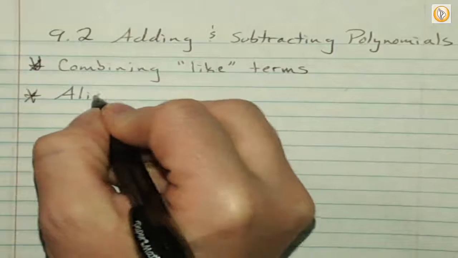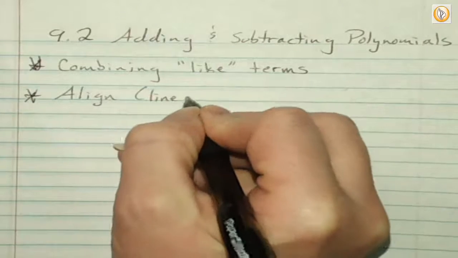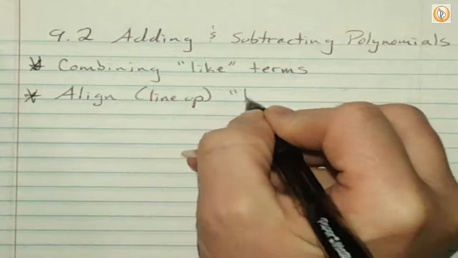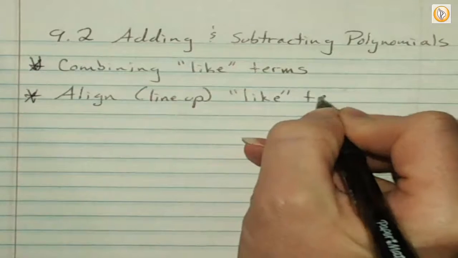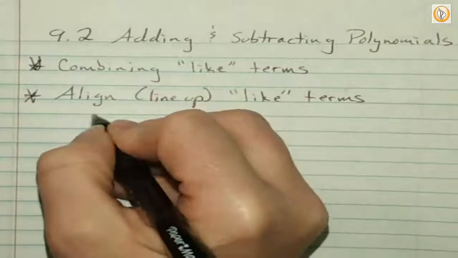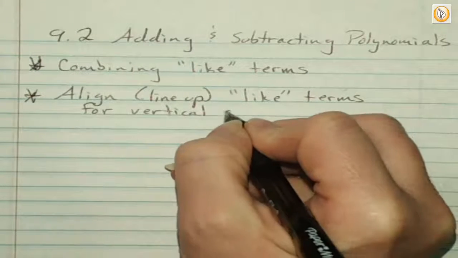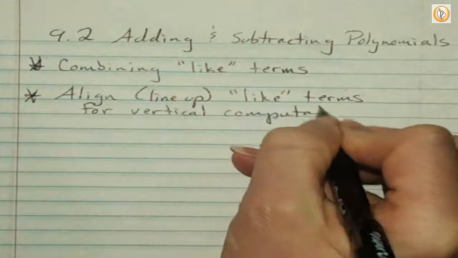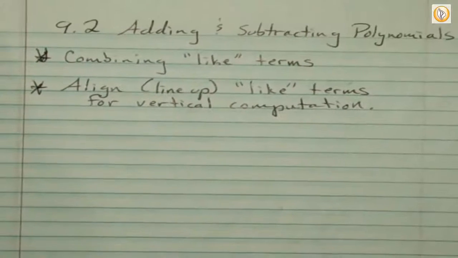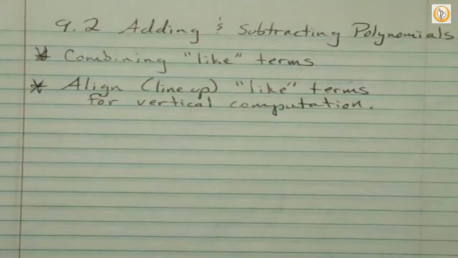You're going to align or line up like terms for vertical computation. Vertical computation. Some of you may not know what vertical means. That's up and down. Computation means solve a problem. Okay, so we're going to line up like terms for vertical computation.